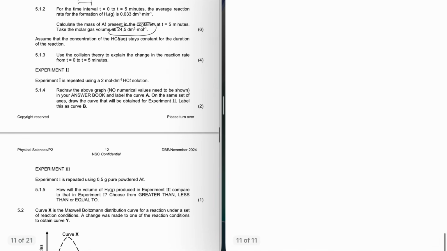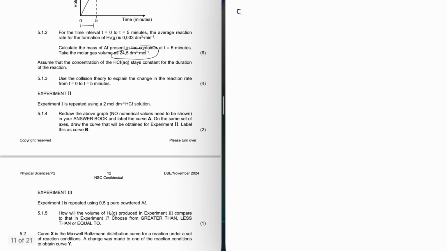Question 5.1.3, assume the concentration of the HCl stays constant for the duration of the reaction. Use collision theory to explain the change in the reaction rate from T0 to T5. So I'm going to write it in point form, but basically at the beginning of the reaction, we have a large surface area of aluminium. So you have an increased surface area. Now, because you have an increased surface area, you're going to have a high rate.